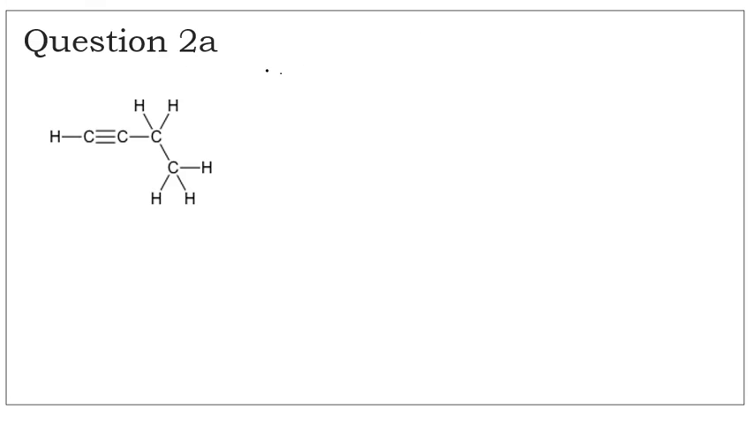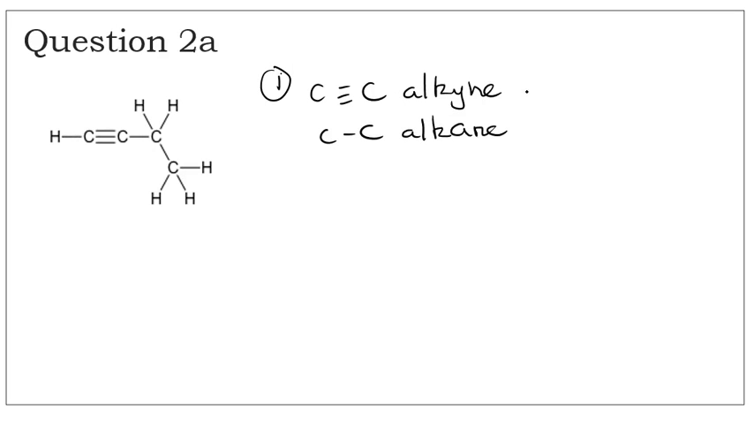You don't really have to show this working out. You can just write the final answer. So step 1 is I'm going to look at the suffix. So you have a triple bond, which is alkyne, and then you have C single bond C, which is alkane. But alkyne takes a higher priority, so my molecule is going to end with Y, N, E.